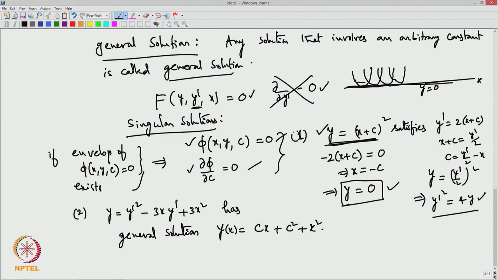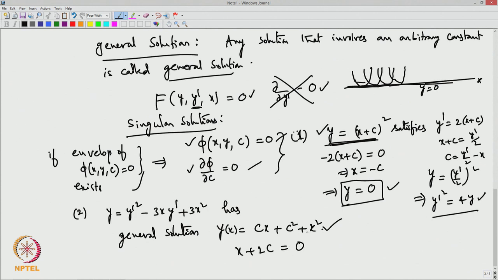Because you don't know any method to solve it. Now how do you say that? If I say this equation has a solution, you can simply substitute and see. You substitute and see, it satisfies. So this is the general solution of the equation. If I want a singular solution, I have to calculate. This is one equation, phi of x, y, c equal to 0, and I calculate its derivative with respect to c, that is x plus 2c equal to 0.